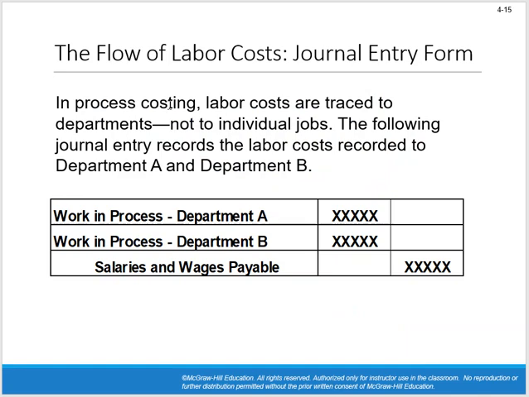In a process costing system, labor costs are traced to the departments, not the individual jobs. So the following journal entry records the labor costs recorded to Department A and Department B. Again, debit WIP Department A, debit WIP Department B, and credit salaries and wages payable.